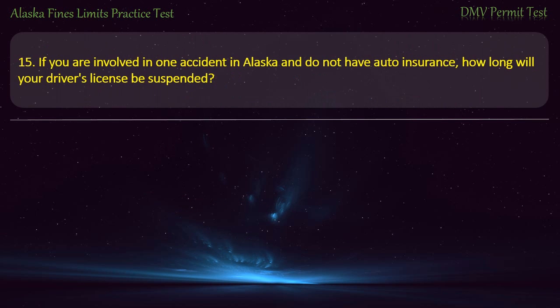Question 15. If you are involved in one accident in Alaska and do not have auto insurance, how long will your driver's license be suspended? 90 days. 30 days. 45 days. 60 days. Answer. 90 days.